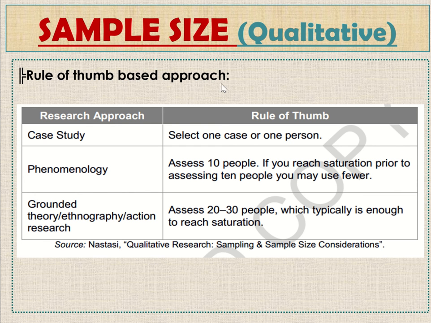So first you have rule of thumb based approach. Again, for qualitative, no? For case study research approach, rule of thumb natin, you select one case or one person. If the research approach is phenomenology, the rule of thumb is you assess 10 people. If you reach saturation prior to assessing 10 people, you may use fewer. If your approach is grounded theory, ethnography, or action research, the rule of thumb is to assess 20 to 30 people. Medyo mas marami siya, which typically is enough to reach saturation. And this is our source.